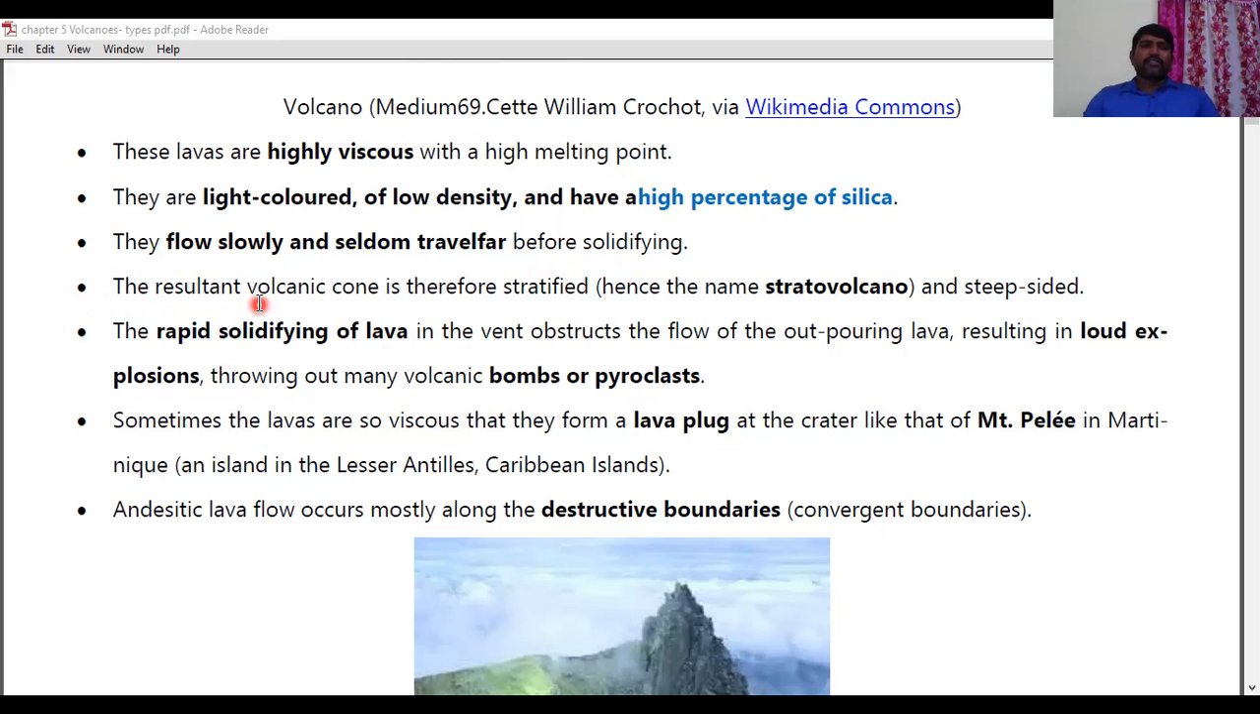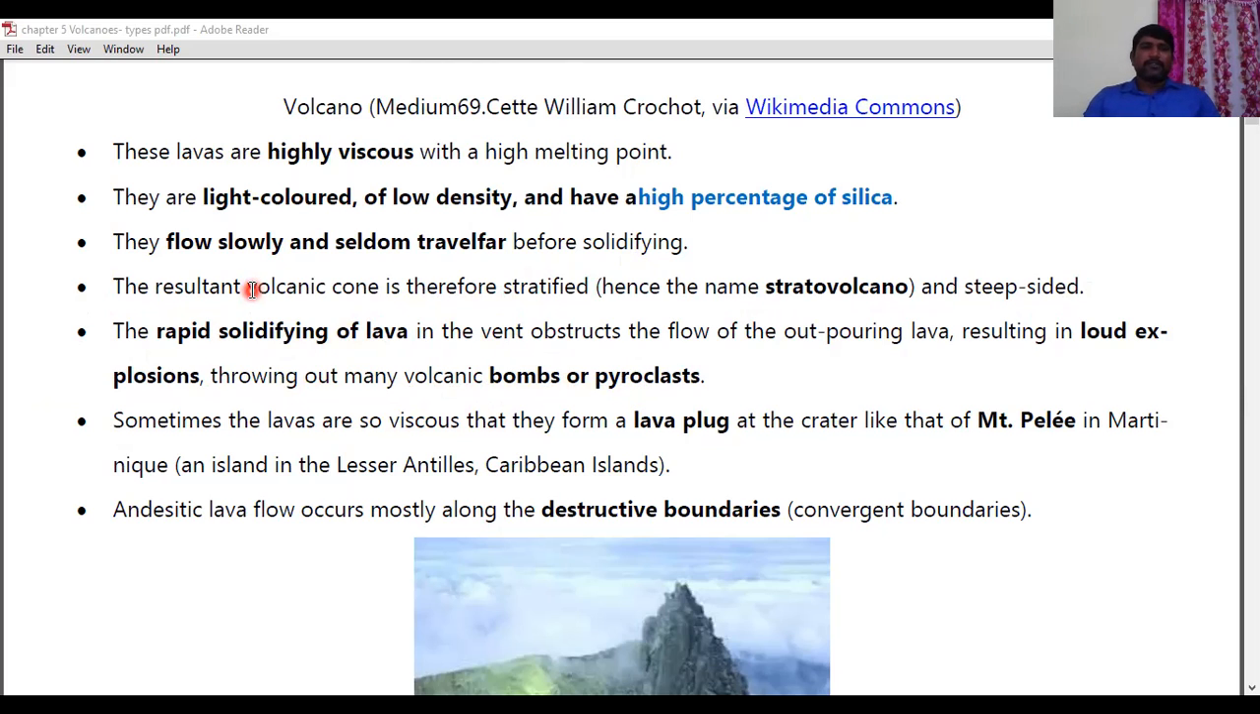The resultant volcanic cone is therefore stratified, hence the name stratovolcano, and the slopes are steep-sided. The rapid solidifying of lava in the vent obstructs the flow of the outpouring lava, resulting in loud explosions, throwing out many volcanic bombs or pyroclasts.